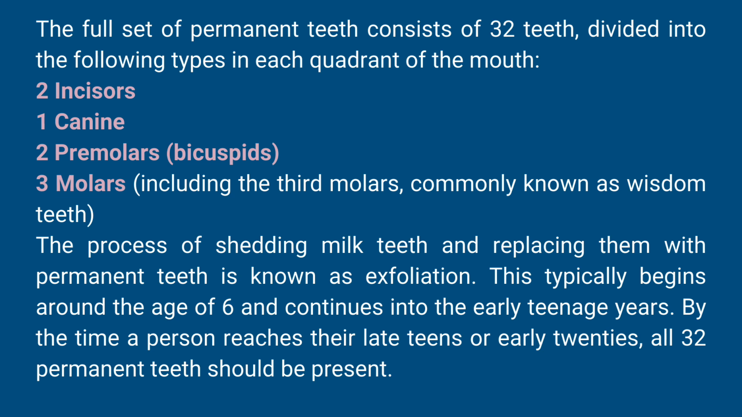The process of shedding milk teeth and replacing them with permanent teeth is known as exfoliation. This typically begins around the age of 6 and continues into the early teenage years. By the time a person reaches their late teens or early 20s, all 32 permanent teeth should be present.